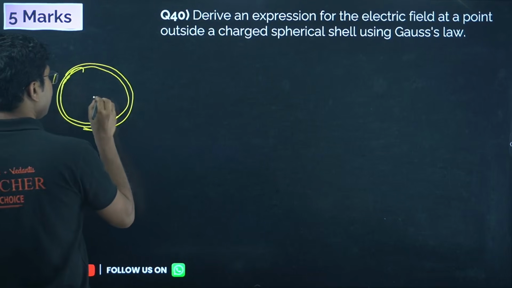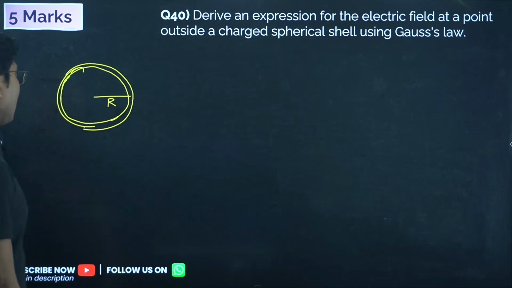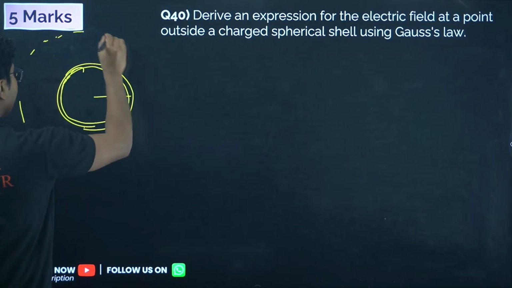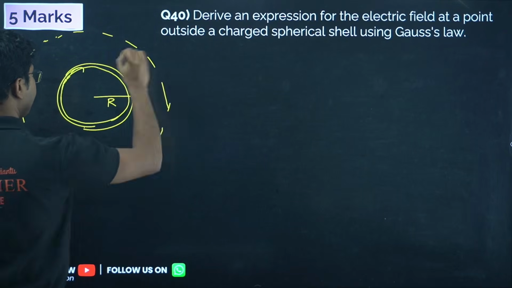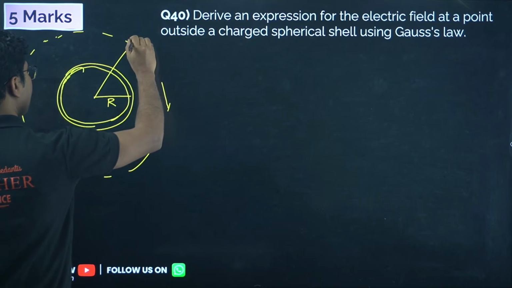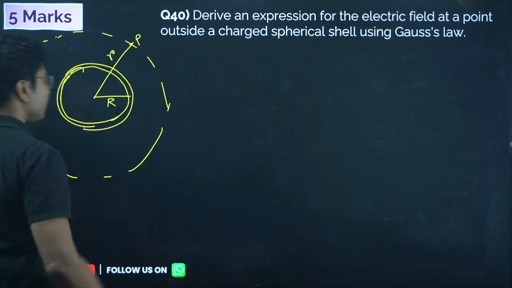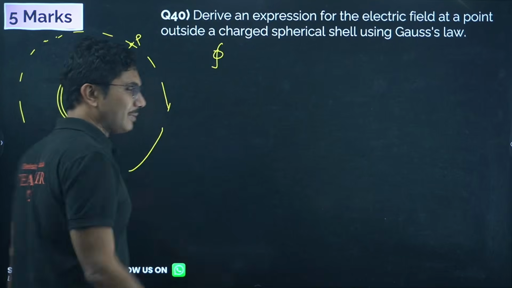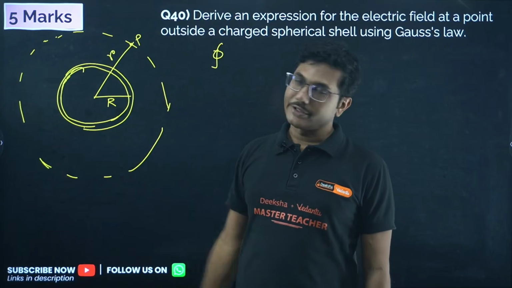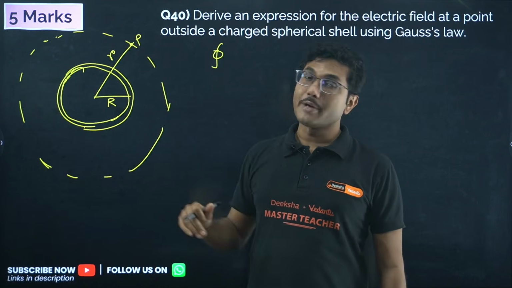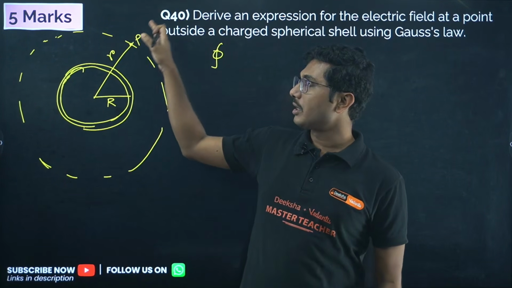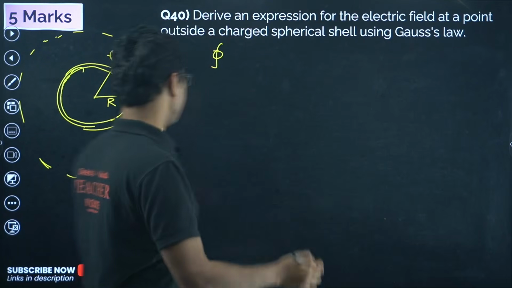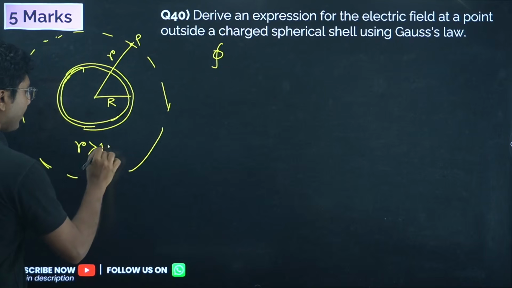Now here, suppose the radius of the shell is capital R. You are trying to find the electric field at a distance, first let us draw the outside sphere. This is the Gaussian surface. You are trying to find the electric field at a point P, at a distance small r. Again, whenever Gauss's law is there, you have to explain the diagram. Let us consider a spherical shell of radius capital R. We are trying to find the electric field at a distance small r from the shell at a point P, and small r is greater than capital R. You have to mention that small r is greater than capital R.